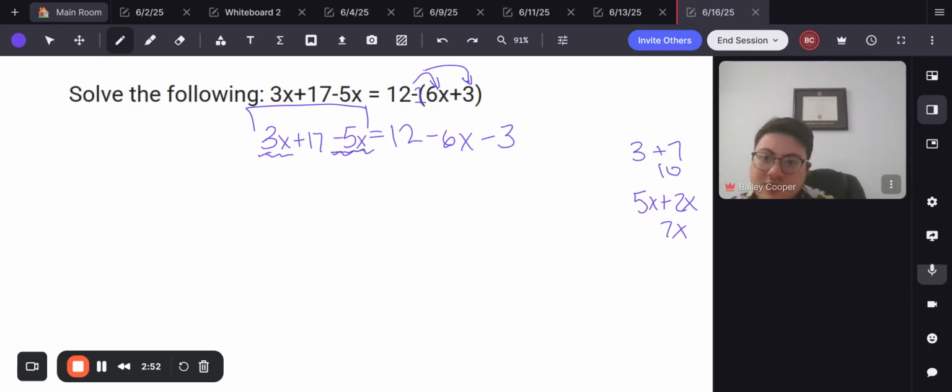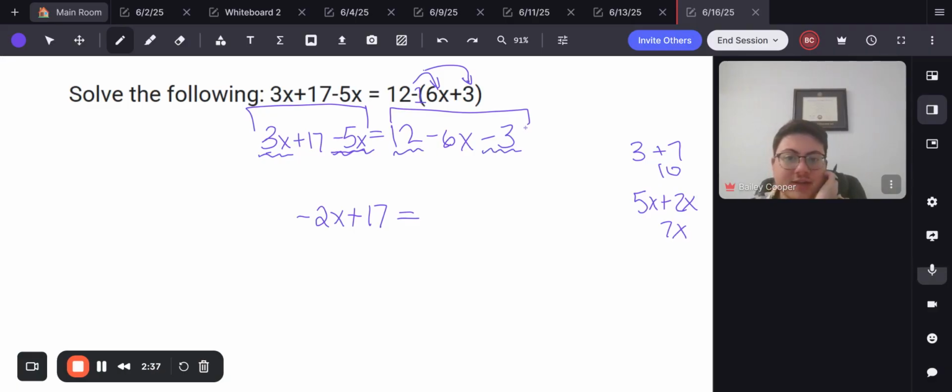So if we add those together, 3x plus -5x, that's going to be -2x. The 17 is going to stay because we didn't do anything to it. And then over on the right-hand side, our like terms are going to be 12 and this -3 right here. So then 12 plus -3 is 9. 9 minus 6x. Great. So we did all our distribution. We combined all our like terms.